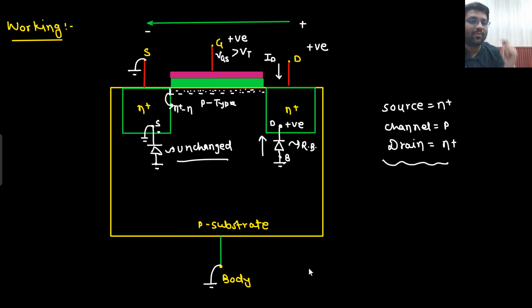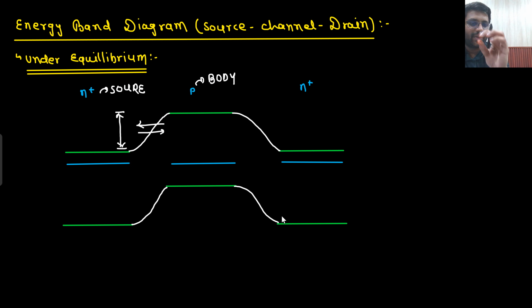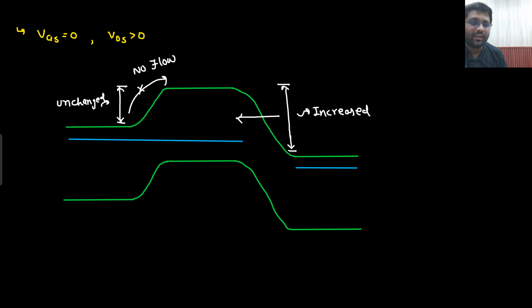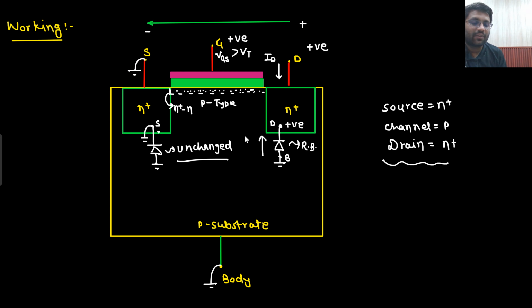Then the second idea that came to my mind was, sir, why not keep the body positive? If I keep the body positive, this will become forward bias, and this barrier will be reduced. Then electrons will diffuse and then they will be drifted. But if you want to use it in this manner only, then better use a BJT. What do I want? I want the gate to control the current flow.